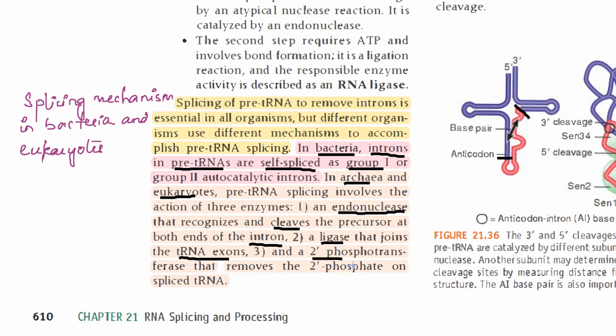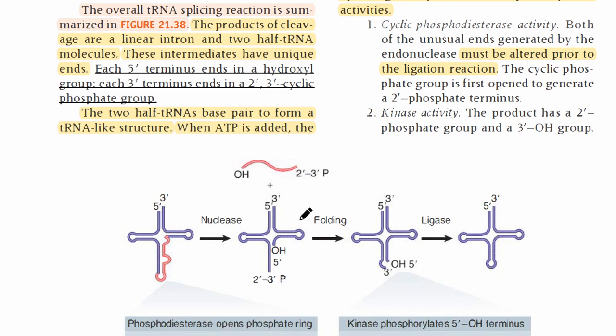A 2' phosphotransferase removes the 2' phosphate on the spliced tRNA. I told you that there is an extra 2' phosphate group which is removed by 2' phosphotransferase. So see here, the intron is first spliced by endonuclease, then there is a ligation reaction which will ligate the exons. At last, the 2' phosphate group which is generated is removed by phosphotransferase. Now the whole steps which I told you are summarized here in this picture.